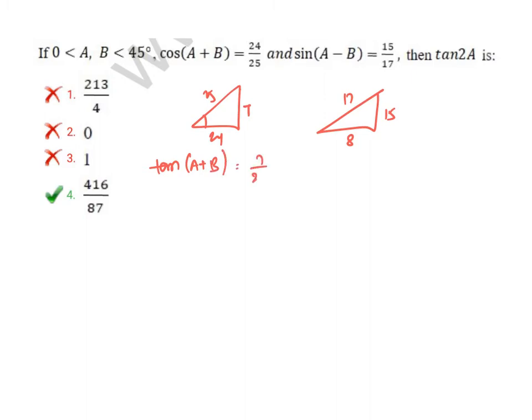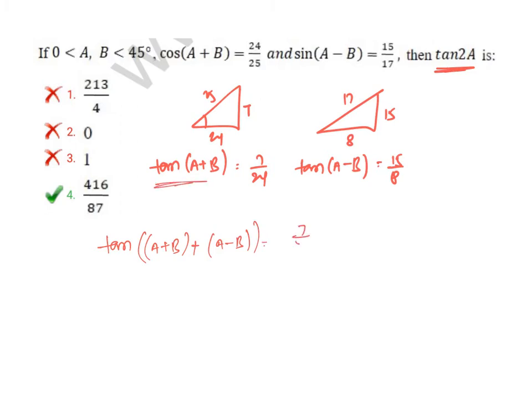That is 7 by 24. Tan of a minus b. That is 15 by 8. So I am writing tan 2a as tan 2a, you can write it as tan of a plus b plus a minus b. So I am using tan A plus tan B, like tan of A plus B, that is 7 by 24 plus 15 by 8 by 1 minus tan A tan B, that is tan of A plus B into tan of A minus B, that is 7 by 24 into 15 by 8. Cancel it, 3 5s are 15, 3 8s are 24.